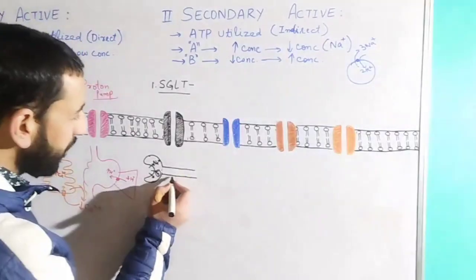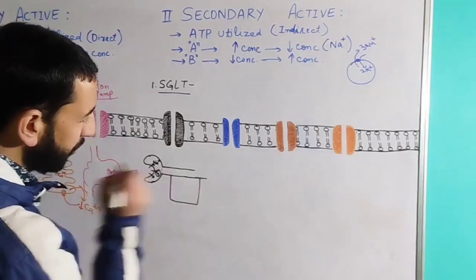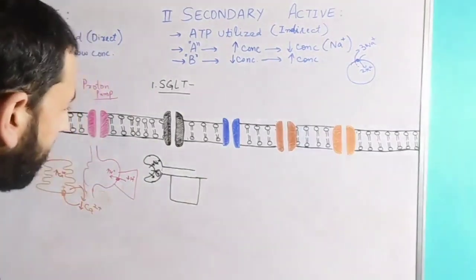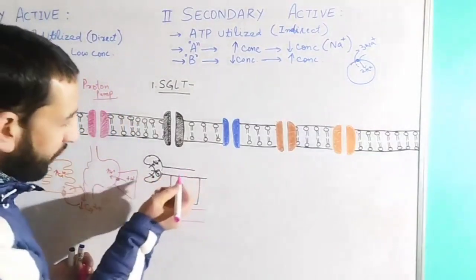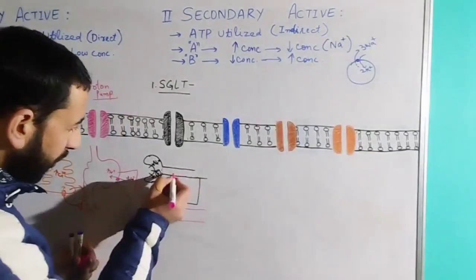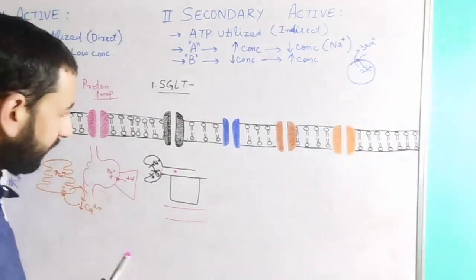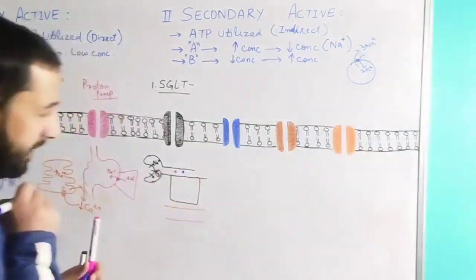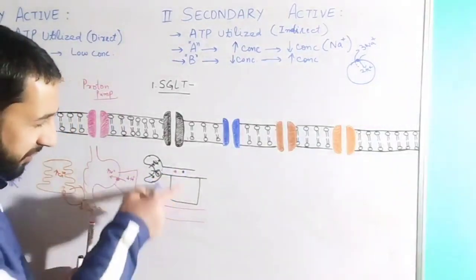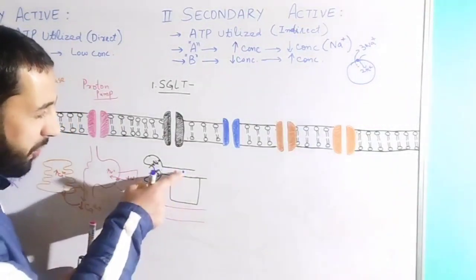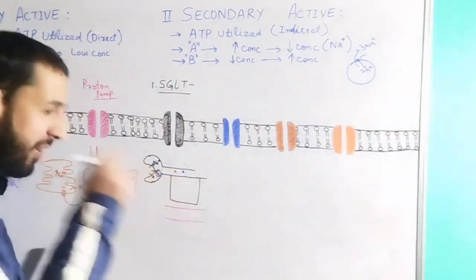Now, proximal convoluted tubule, suppose here is the cell which is present in the proximal convoluted tubule, and here we have the blood vessel. Right, here we have the blood vessel. Now, we have to take this sodium. Suppose here is the sodium and here is the glucose. Now we have to take this sodium and glucose back into the blood, but in order to do that, we have to take it through this cell. We have to take it inside the cell, and then from the cell, we have to take it back into the blood.